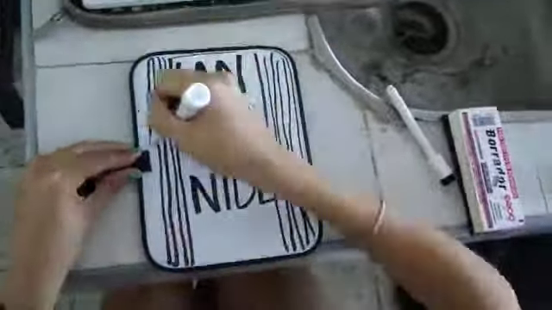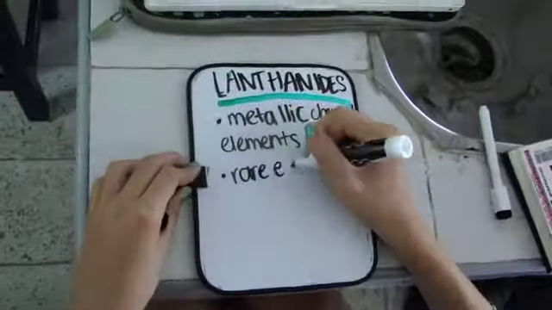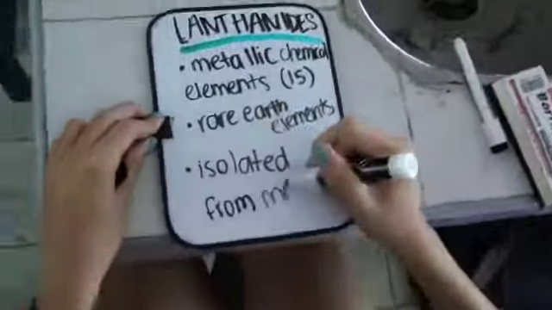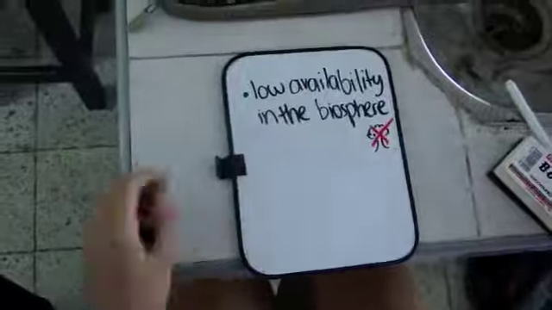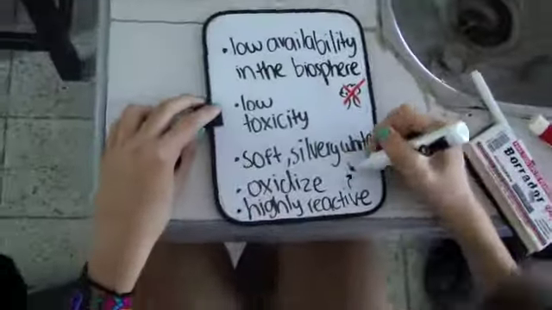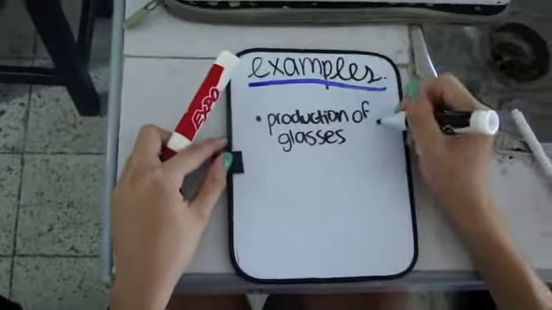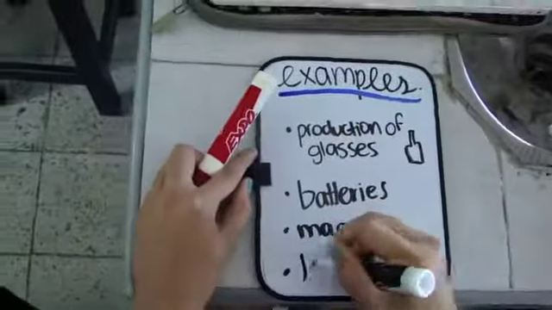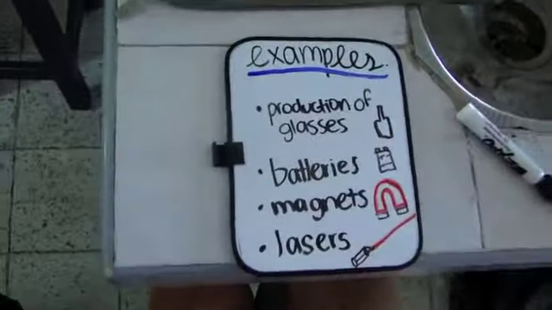Thank you, Dr. Borean. Lanthanides, collectively known as the rare earth elements, are isolated from minerals. They have low availability in the biosphere. They are not known to naturally form part of any biological molecules. Their toxicity is low. They are used in the production of glasses, batteries, magnets, lasers, and petroleum. They're soft metals, silvery white, oxidize when exposed to air, highly reactive, and burn easily in air. They can be used to separate H from water molecules.